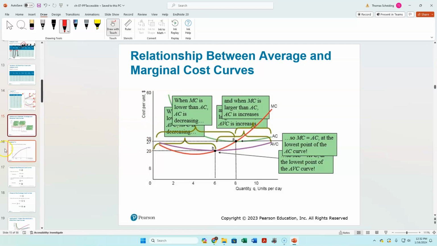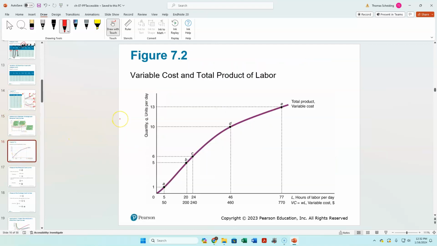But all of this is true. Okay, so why is this the case? Why does the variable cost curve look like this? The reason is because variable cost is a mirror image of total production.